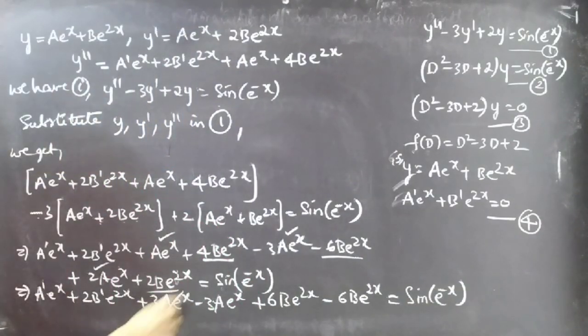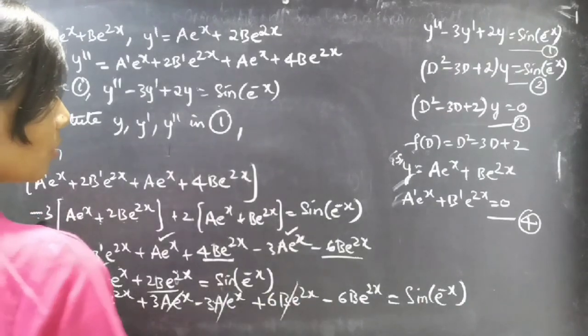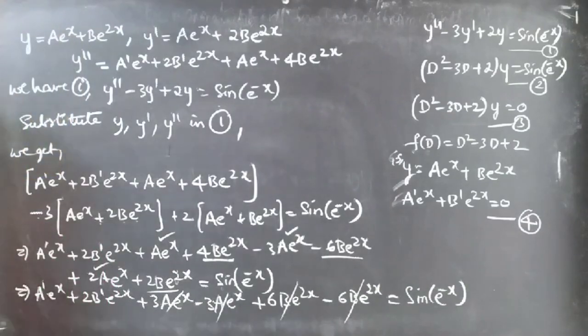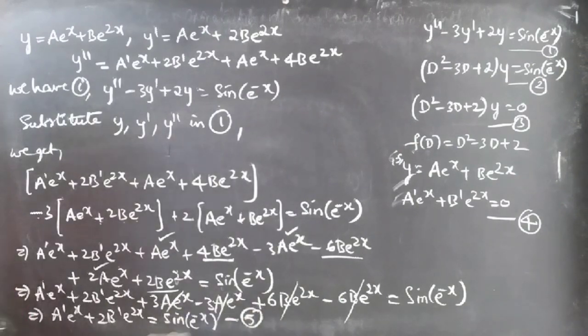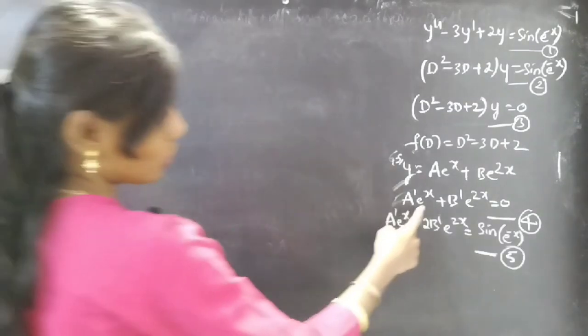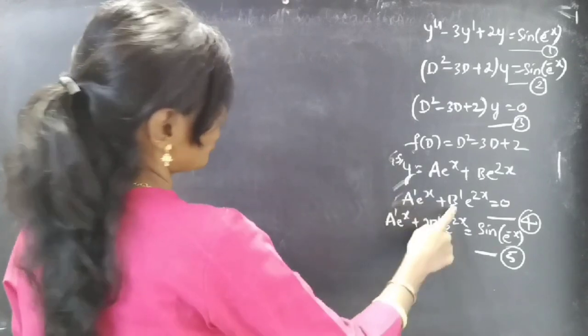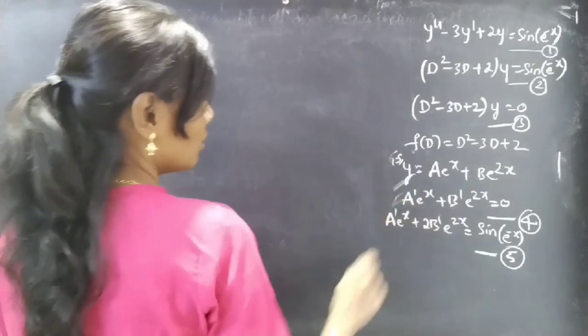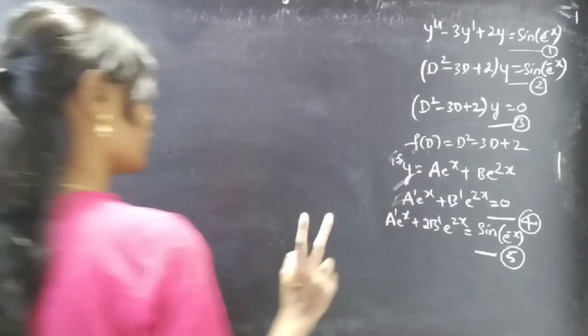So here plus 3a e power x minus 3a e power x gets cancelled. Likewise 6b e power 2x and minus 6b e power 2x gets cancelled. Then we'll get a dash e power x plus 2b dash e power 2x equal to sine of e power minus x. We can consider it as equation 5. We have equations 4 and 5, which involve a dash and b dash, right? By solving equations 4 and 5, we'll get a dash and b dash.